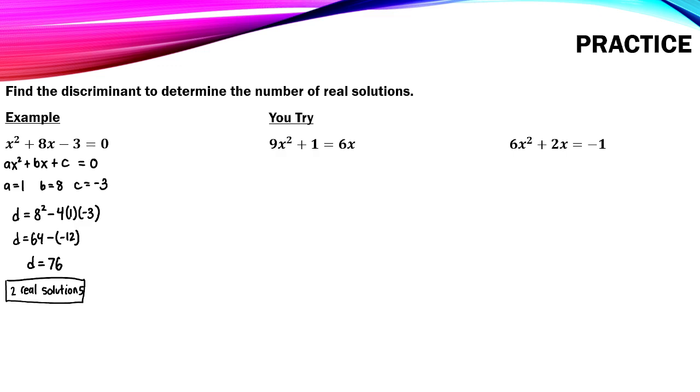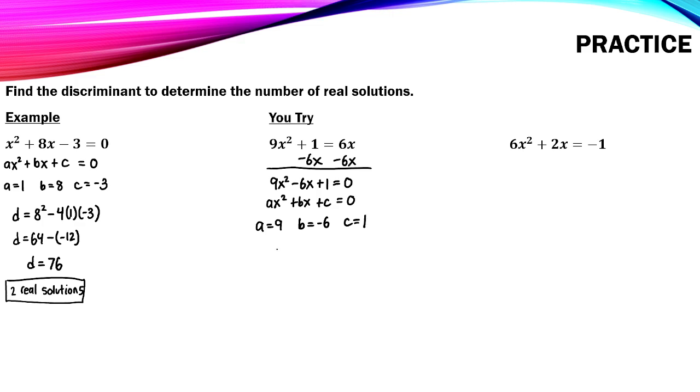Alrighty, let's go ahead and see how we did. So again, make sure that it's in standard form first. So we're going to subtract the 6x to the other side first. Once we do that, we should end up with 9x squared minus 6x plus 1 is equal to 0. And then from here, we're going to write our standard form so we could see what our a, b, and c are, which in this case, our a is equal to 9, our b is equal to negative 6, and our c is equal to 1.